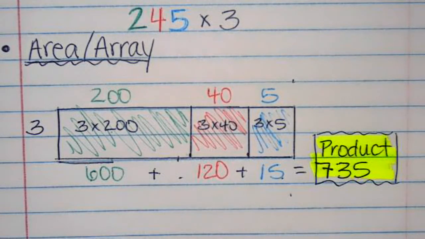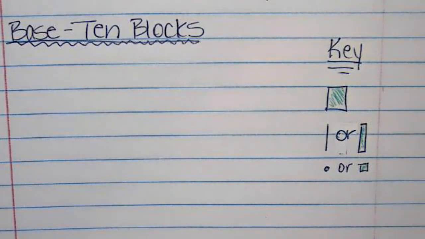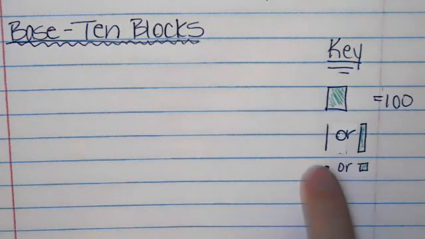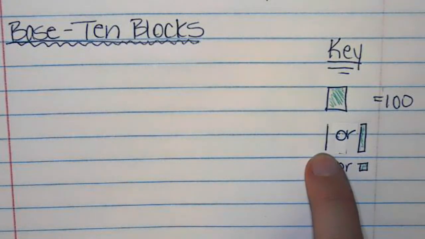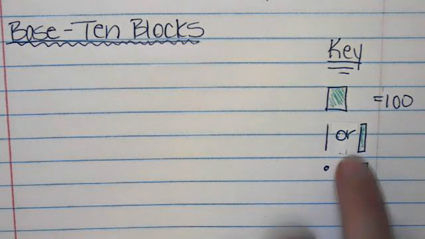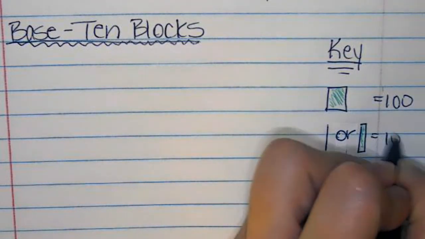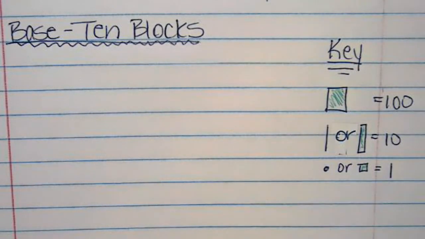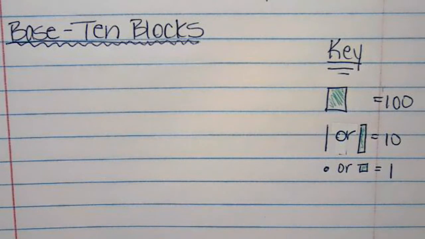Now I'm going to show you how to do the same problem, except we're going to use base 10 blocks. Just a little key for the base 10 blocks so that we remember: a flat like this would equal 100. A long rectangle would be 10. And a dot or a little tiny square would be 1. That's how much those are worth when we draw our pictures.